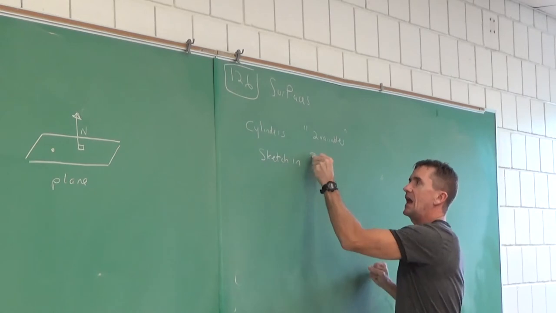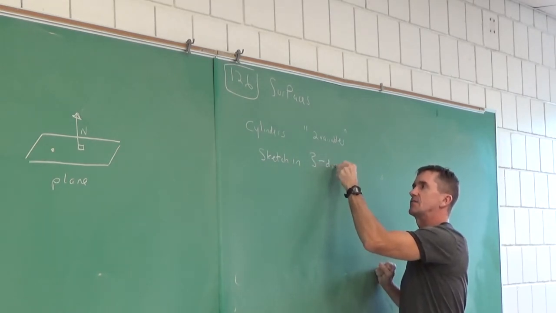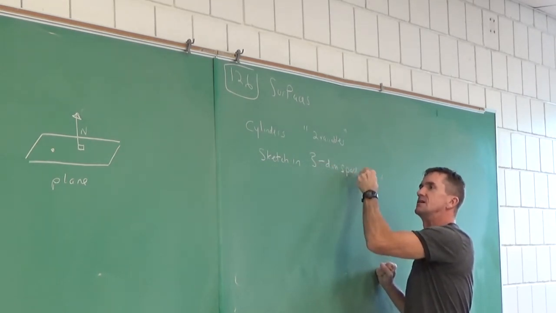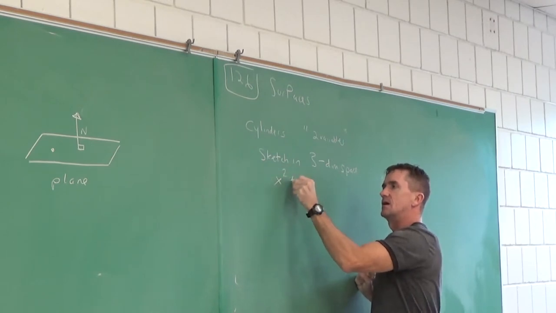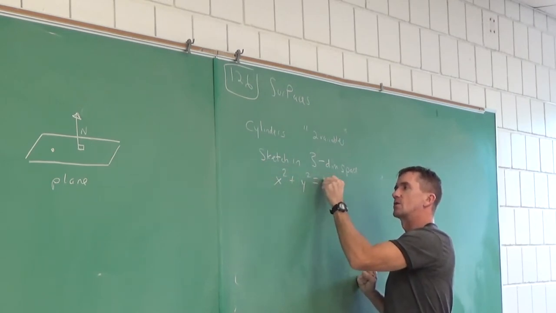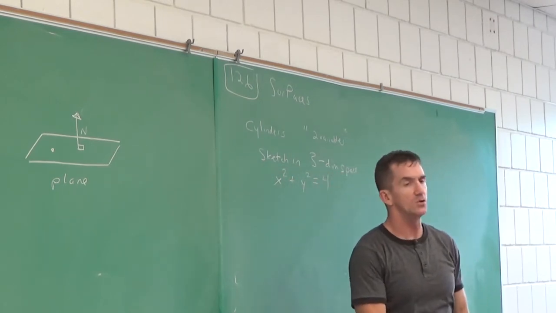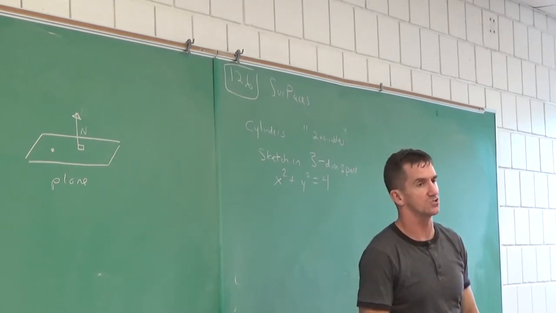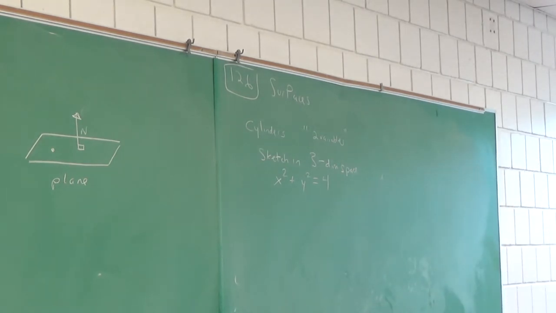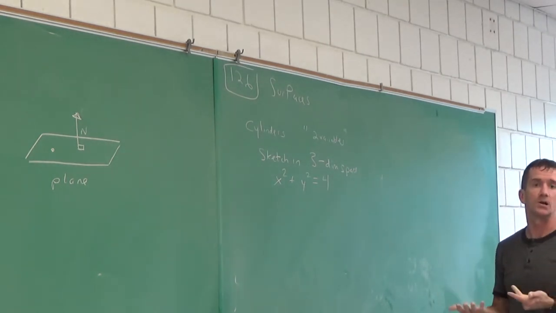In three space. I have to emphasize, everyone, I'm saying three-dimensional space, because look what I'm writing: x squared plus y squared equals 4. If I wasn't specific about that, I think you would be thinking about a circle, aren't you? That's the equation of a circle in two-dimensional space. So I do have to be very clear when I ask you to do this.